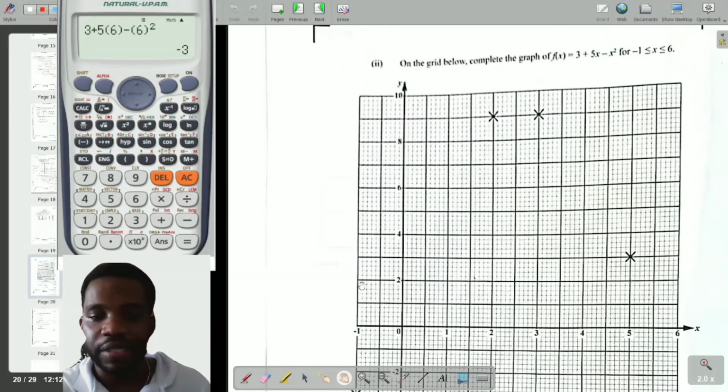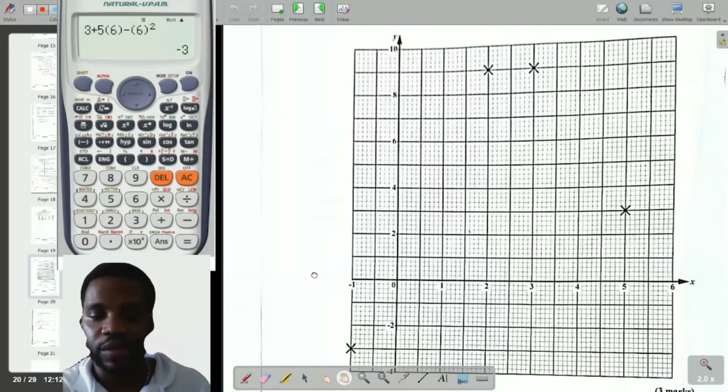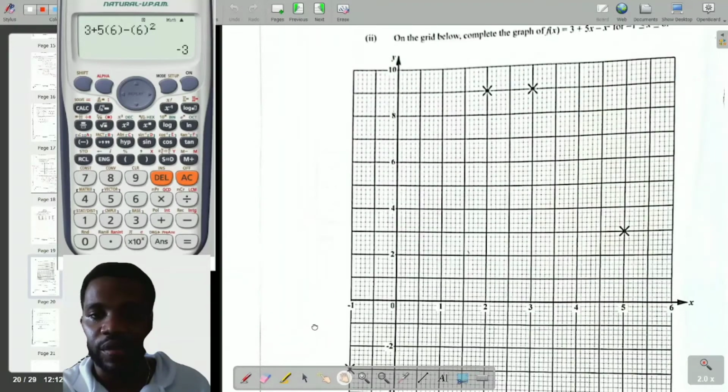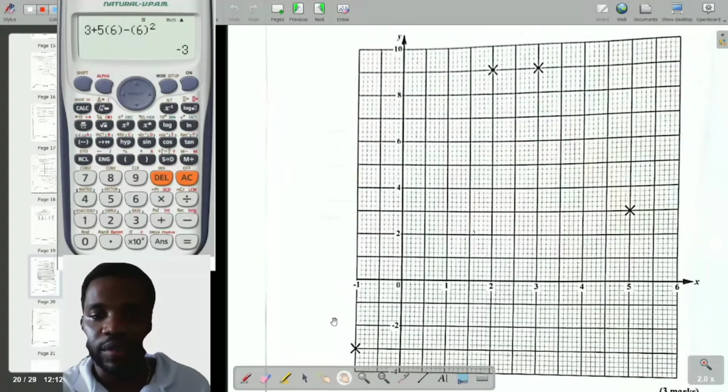Alright, so they have plotted part of the graph for us between negative 1 and 6. Let's see what we're looking at here. What we're required to do here is draw the graph. So let us see what's going on. They have put in this point, they have put in that point. We need to put in the other points.